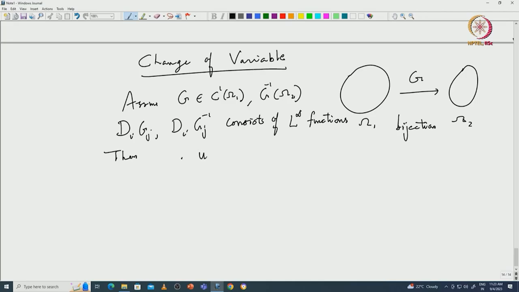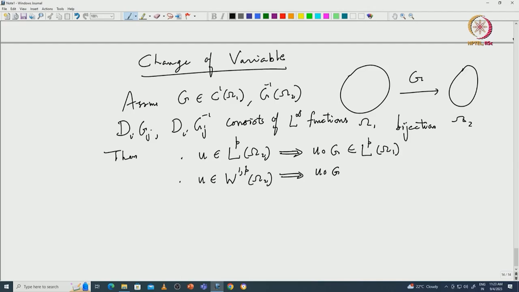Then the main thing: if u is in L p of omega 2, this implies u composition with g, a function defined on omega 1, is in L p of omega 1. So, under a smooth transformation, it preserves the L p spaces as well as Sobolev spaces. If u is in W 1 p of omega 2, then u composition g is in W 1 p of omega 1.